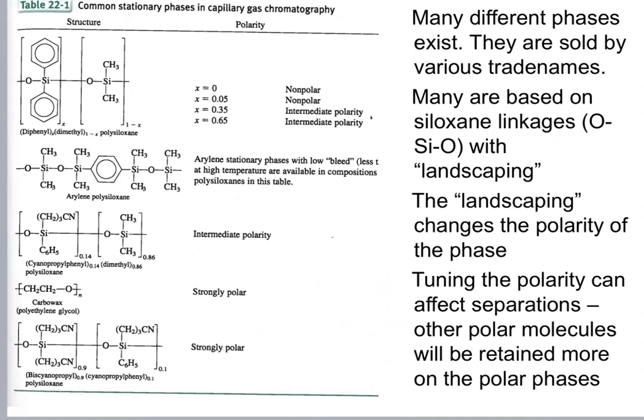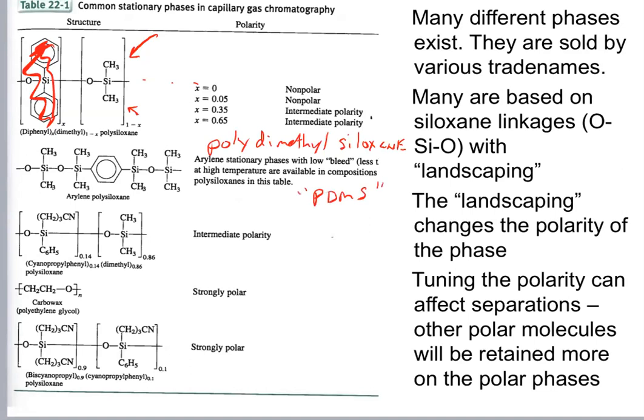So what is the simplest phase we can come up with? It actually would be this one here. Forget about this for a second. Let's just say that we took this group in parentheses and copied and pasted it over and over and over again, on and on to make a long chain. If we did that, we would have what's called polydimethylsiloxane. This is abbreviated oftentimes PDMS.